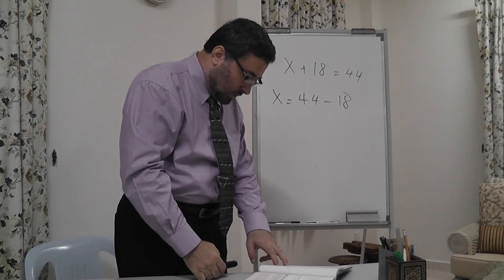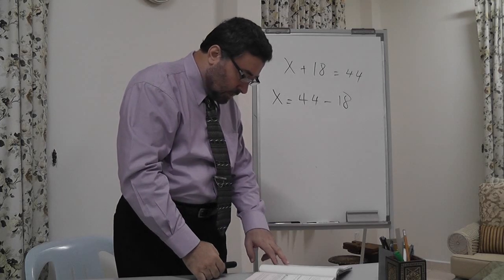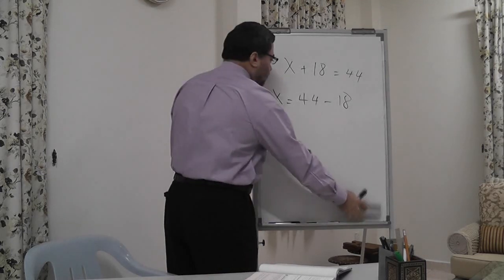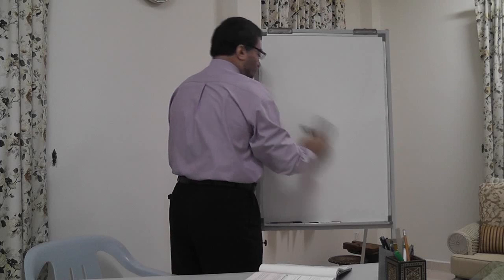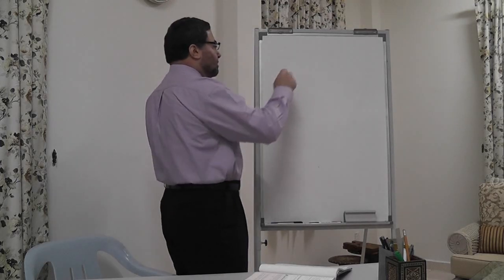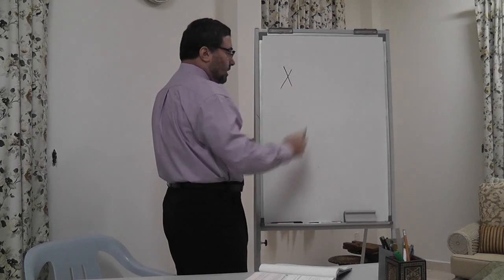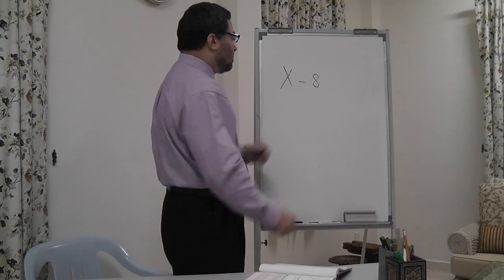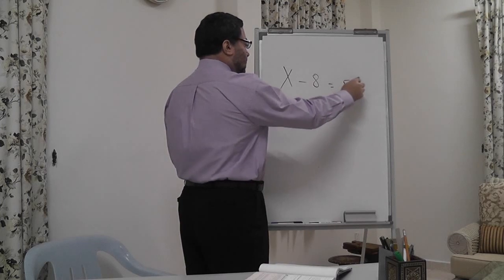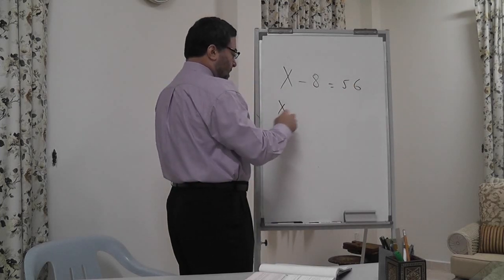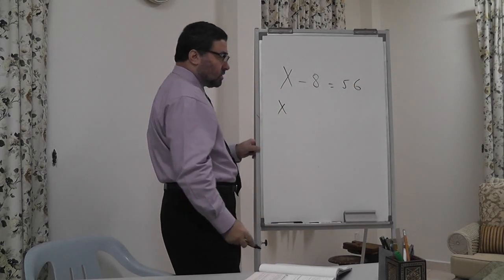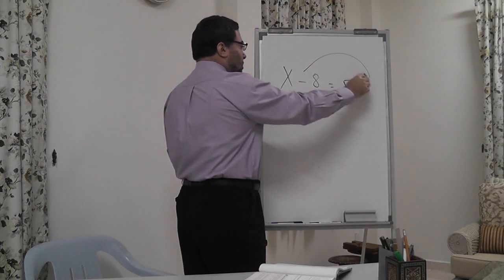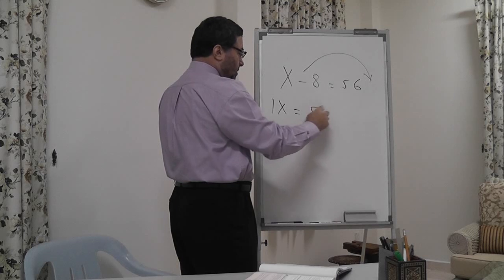Another quick example is number 24. 8 less than a number is 56. So I have a number, and I take away from it 8. So 8 less than the number is 56. Again, I need to isolate my x, so I get 1x is equal to whatever number. I take this to the other side and change the sign.